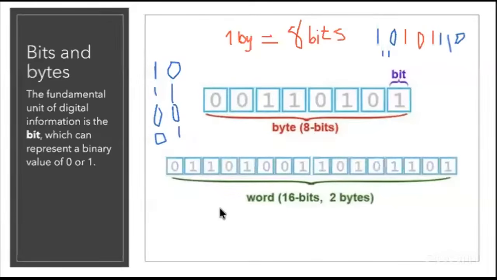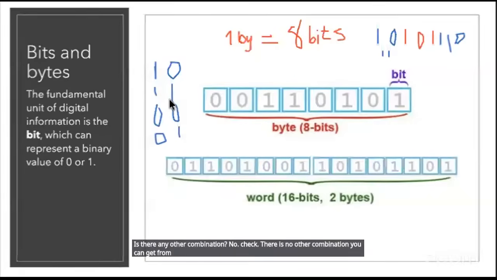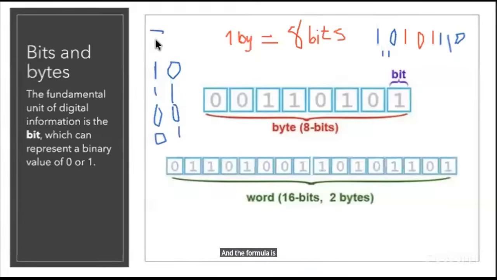Is there any other combination? No. Check. There is no other combination you can get from here. I've listed all of them, 4. And the formula is what? 2 raised to power. How many digits are we dealing with? 1, 0. 2.